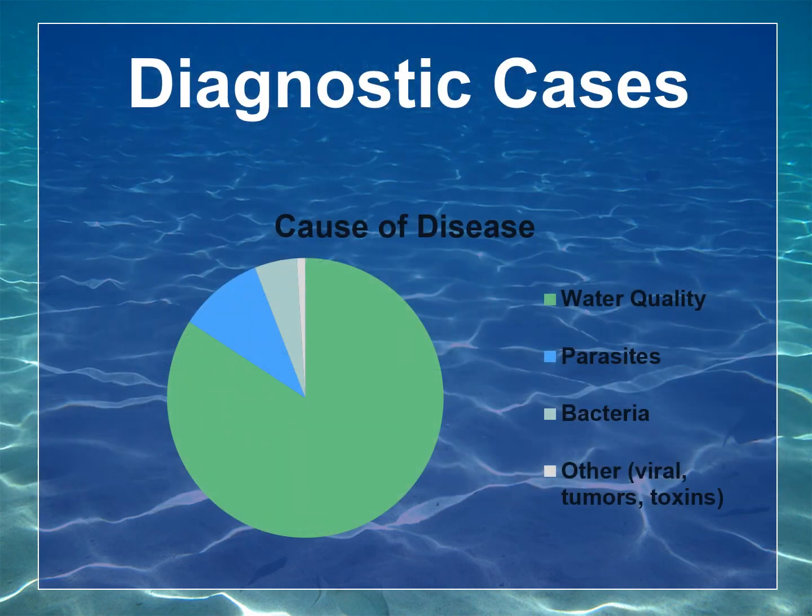This pie chart is a synopsis of the cases I diagnosed in the last 25 years. As you can see, the majority of cases were caused by a water quality issue. About 10% were fish infected by parasites, and about 5% of the cases were caused by bacterial infections.